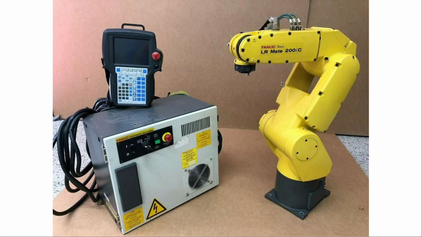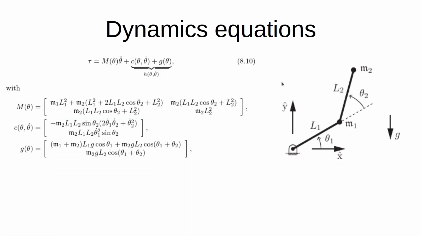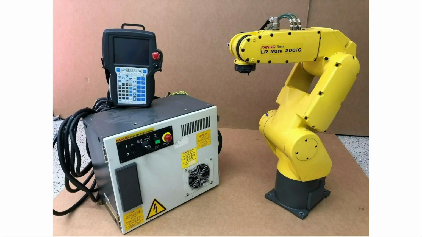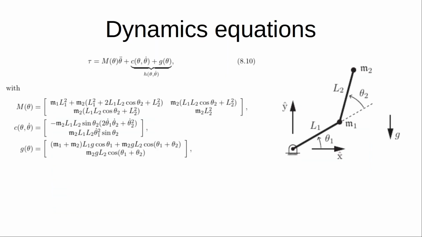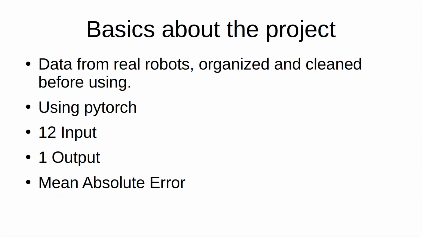However, it is worth to mention that these math are deterministic if all the parameters are known. Of course, companies don't publish them. However, because they're deterministic, any given start location and end location will yield the exact same trajectory and thus the same trajectory duration. So about this project, the data are from the real robots provided by an anonymous company, organized and cleaned before using in this project.